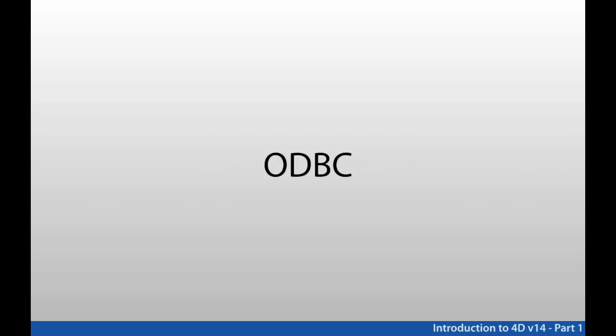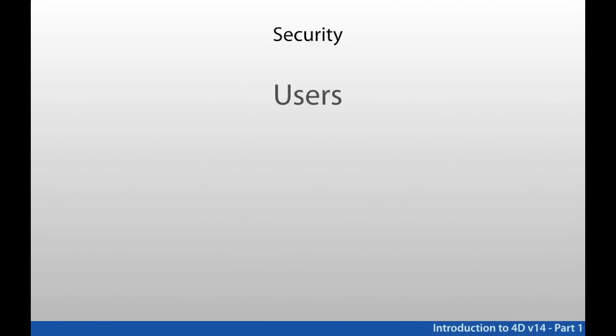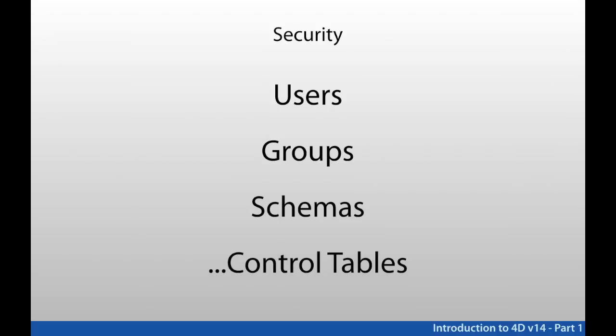But with any external access, there's a question of security. What kind of security layer is there, and how secure is the access to my data? What we have today, up until v14, is users. Users belong to groups. Groups are a part of schemas. And all of these things combine together to control read and write access to the tables in the database.